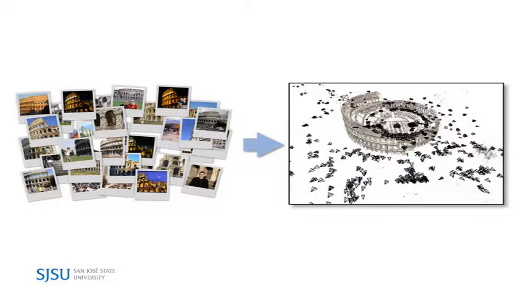They first showed how this can be done with the Colosseum. These are hundreds of different photos people posted online, taken throughout the years, and they were able to take those and reconstruct a 3D image of the Colosseum to fix it and repair it. And they've done it with the White House.